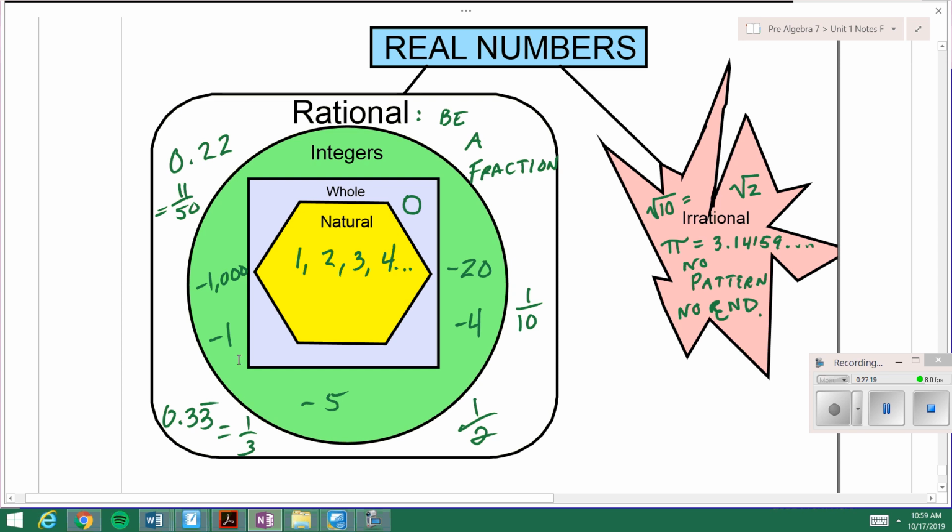So any number that could be a fraction is considered rational, and any number that cannot be turned into a fraction is irrational. But these are still part of what we call the real number set. Hope that helps introduce this particular unit, and we have some prerequisite skills to draw upon moving forward.